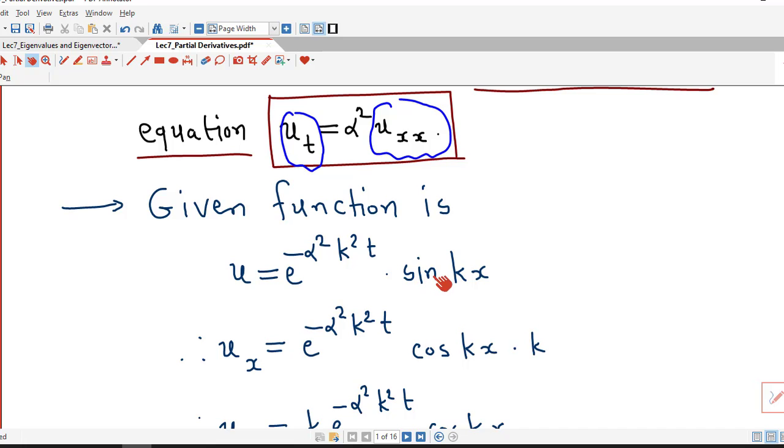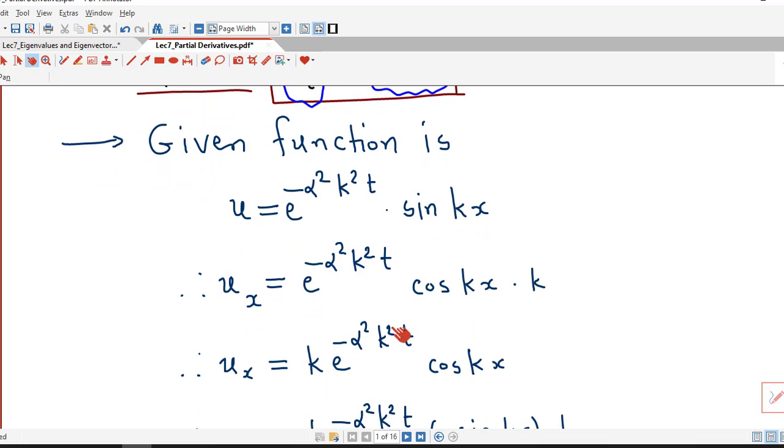First we differentiate sin function. Derivative of sin x is cos x. Here instead of x we have k into x, so we write cos kx, and in the product we have to write derivative of kx, which is k. This we can rewrite as k times e raised to minus alpha square k square t times cos kx.